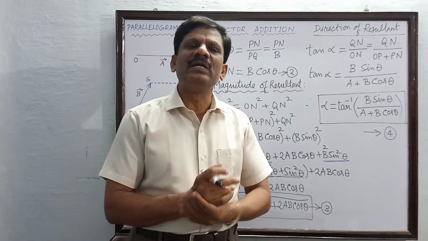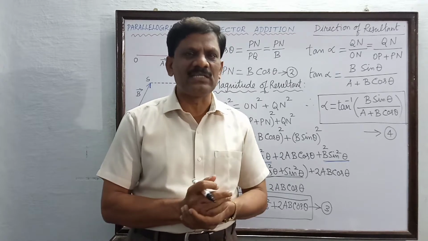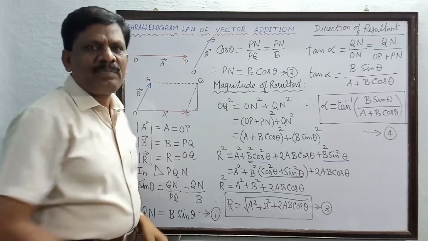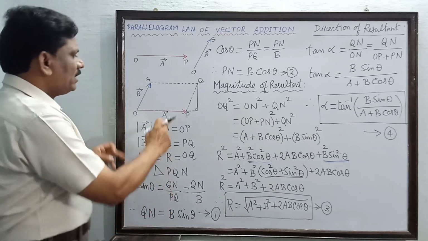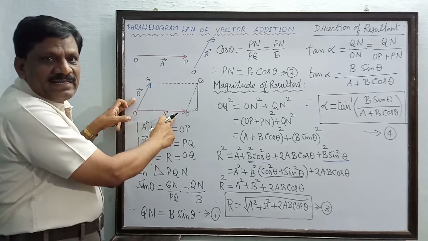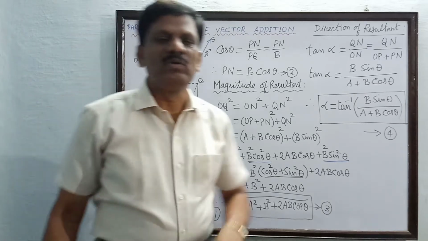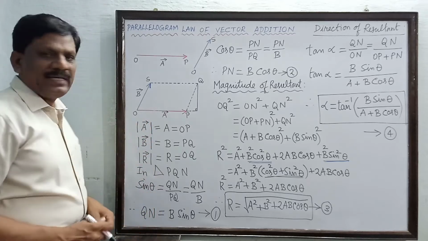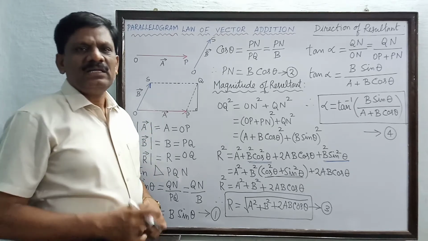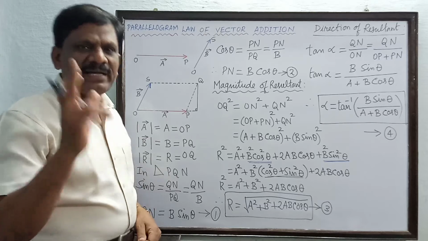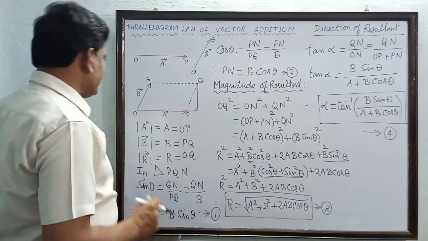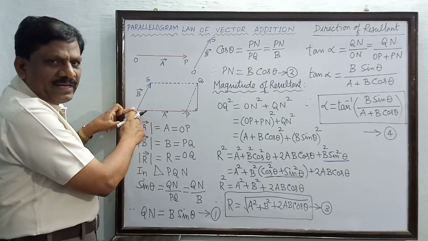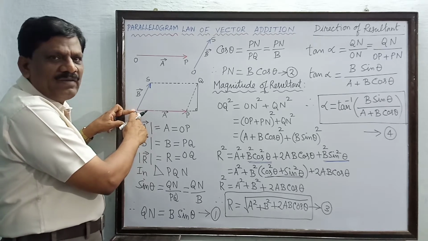So what is the statement of a parallelogram law of vector? If the two given vectors are represented by the two adjacent sides of a parallelogram, you have to mention adjacent sides of a parallelogram, then their resultant is given by the diagonal passing through the common point of contact, or the common tail of the two given vectors.